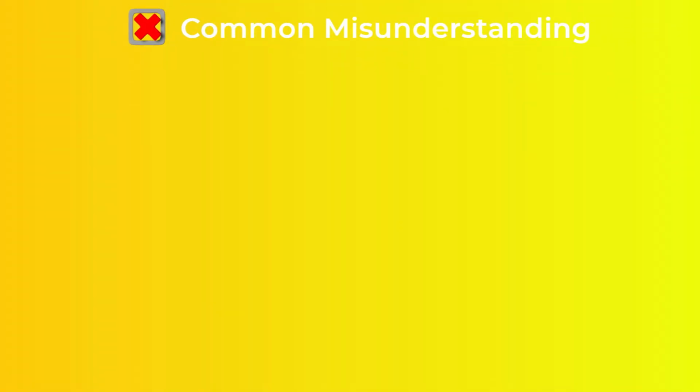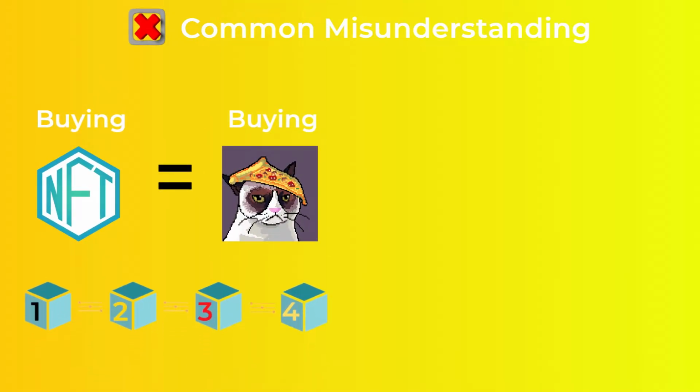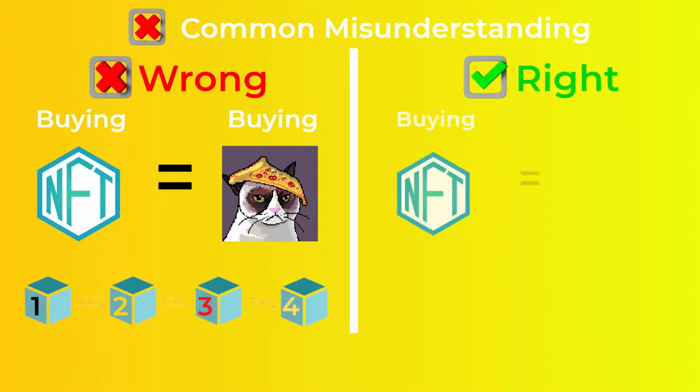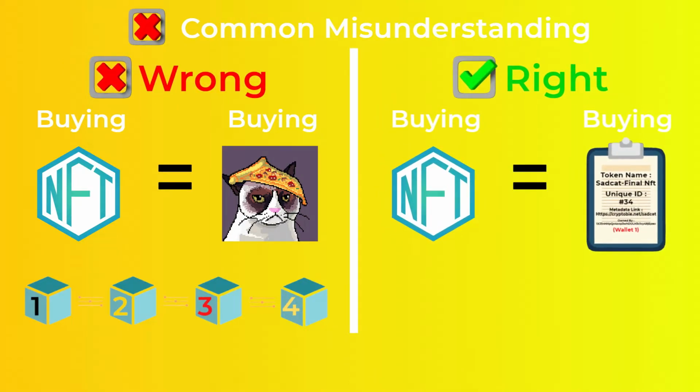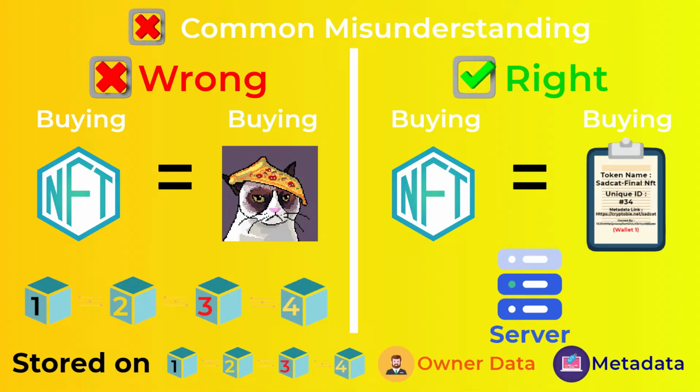Many people think that when you buy an NFT, you are buying the image, and this image is stored on the blockchain. This is totally wrong. You are buying the token that has a link to the image, and this image is stored on a server somewhere else, not on the blockchain. Only the owner data and the metadata of the images is stored on the blockchain.